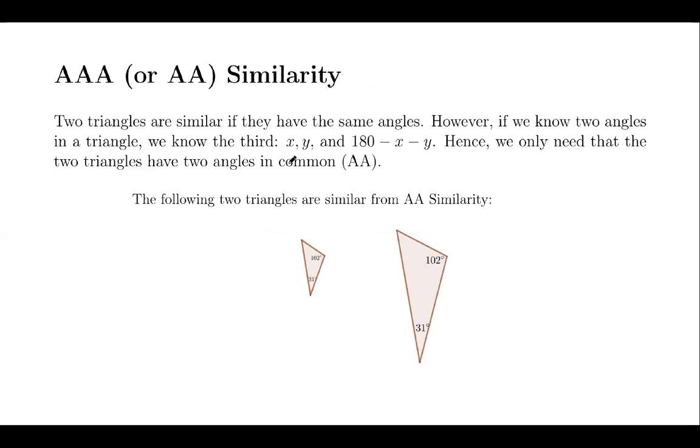Okay, and then we also have AAA or AA similarity. Two triangles are similar if they have the same angles, but we only need to know two of the measures because we can find the third easily just by subtracting from 180. So as you can see, these two triangles are similar because they all have the same angles.